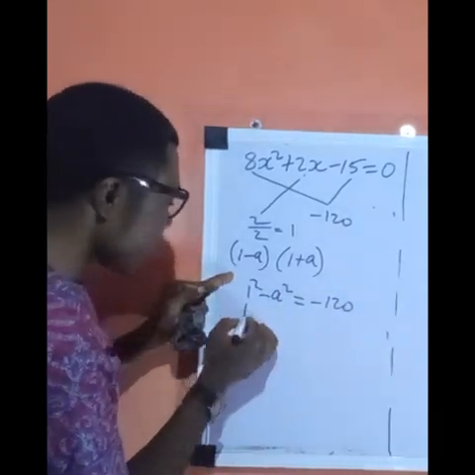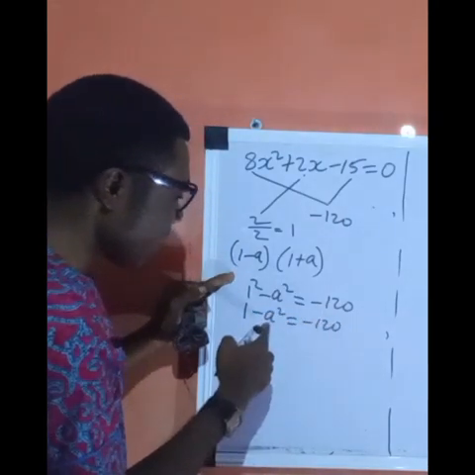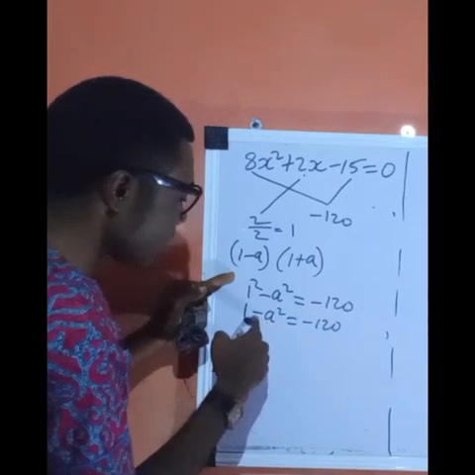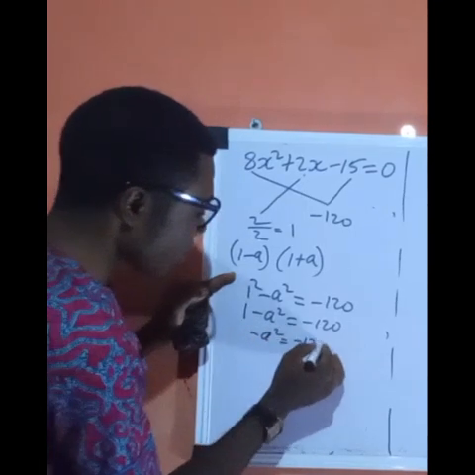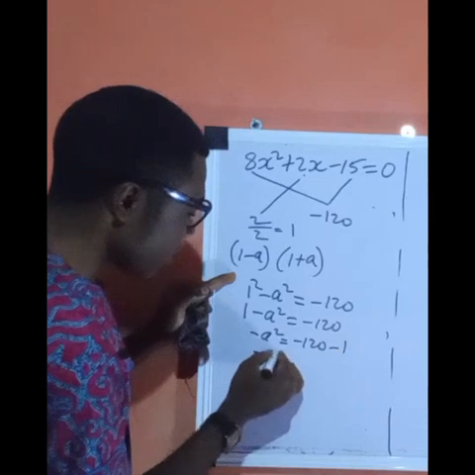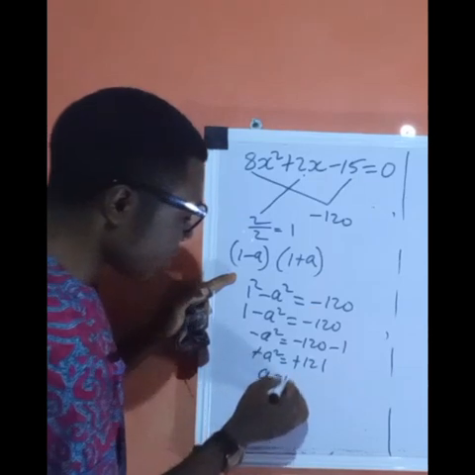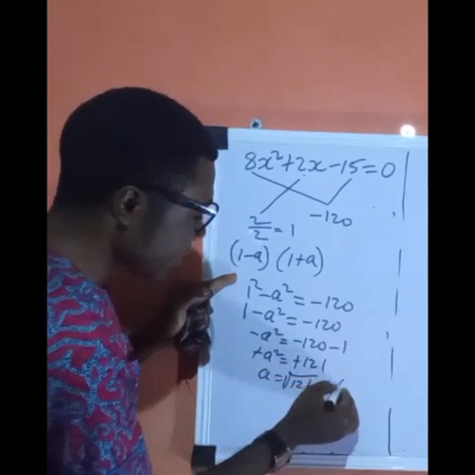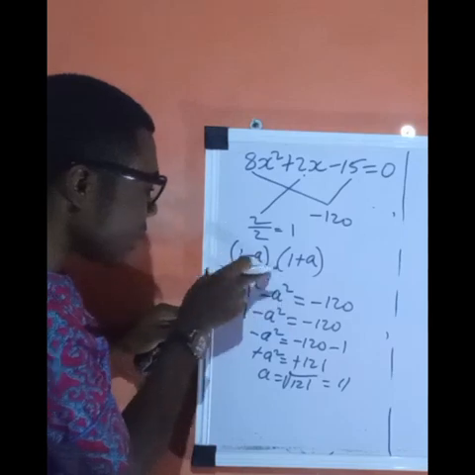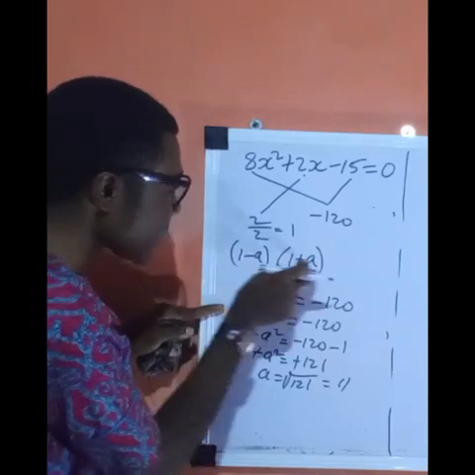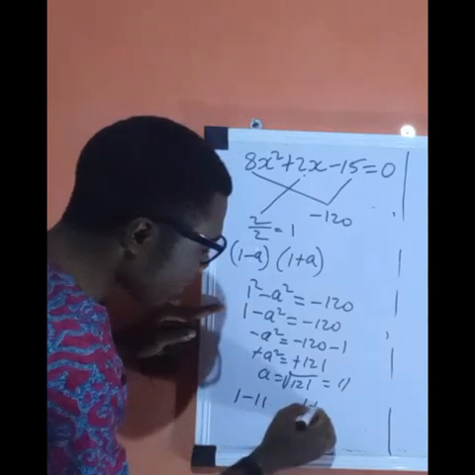So that is 1 minus a squared equals minus 120. You collect like terms. The 1 will cross here. You have minus a squared equals minus 120 minus 1, minus a squared equals minus 121. Minus will cancel minus, and a is the square root of 121, and that is 11. So if a is 11, when you find a, substitute here and here, you get the two numbers that will replace 2x. So I have 1 minus 11 and 1 plus 11.